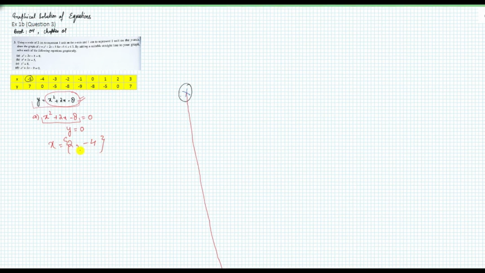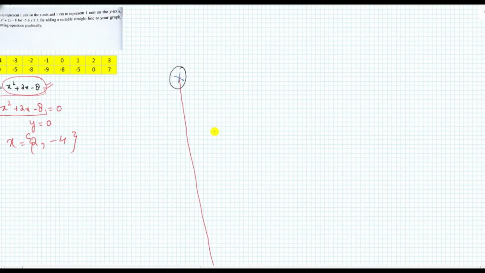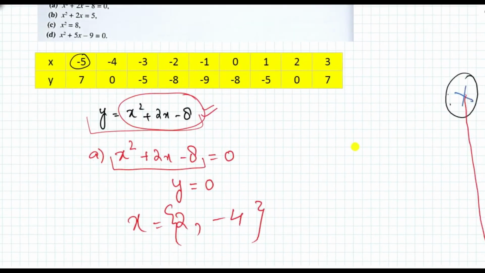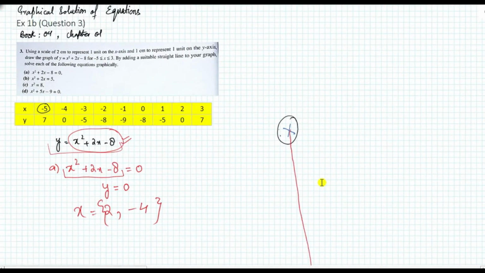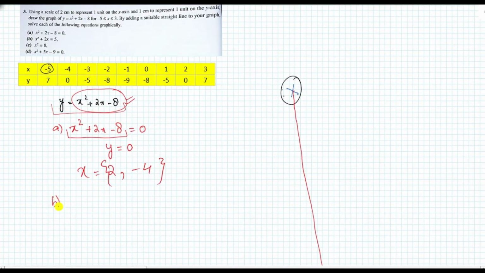Now we will see the next part of the question. In the next part, part (b) is x² + 2x = 5. Now we will make this left hand side as y = x² + 2x − 8. So our left hand side should be equal to x² + 2x − 8.